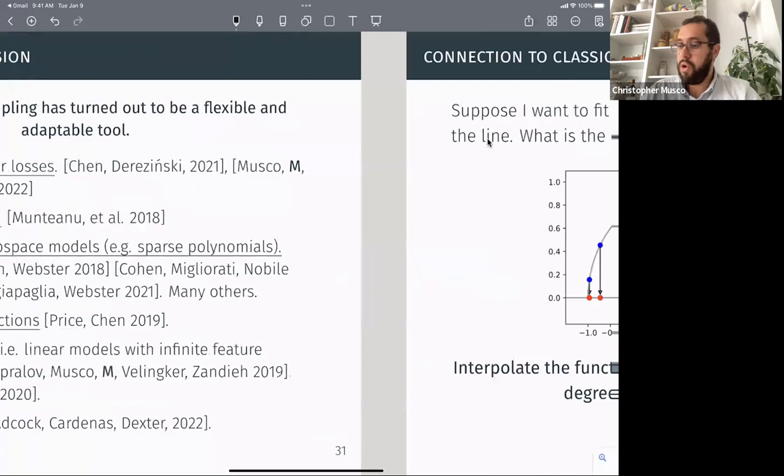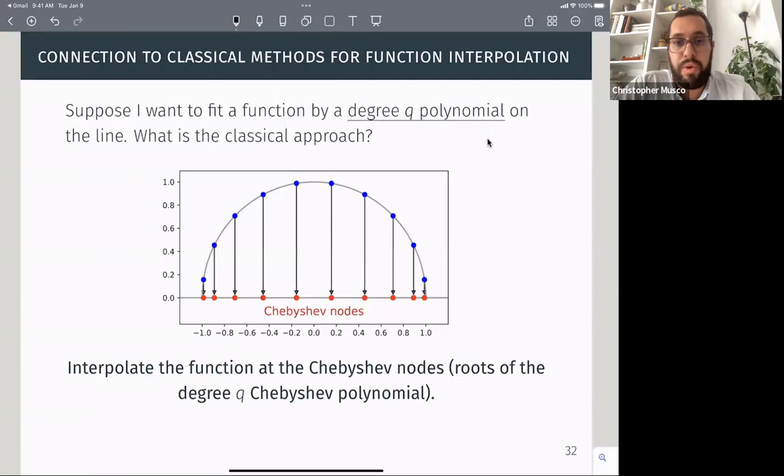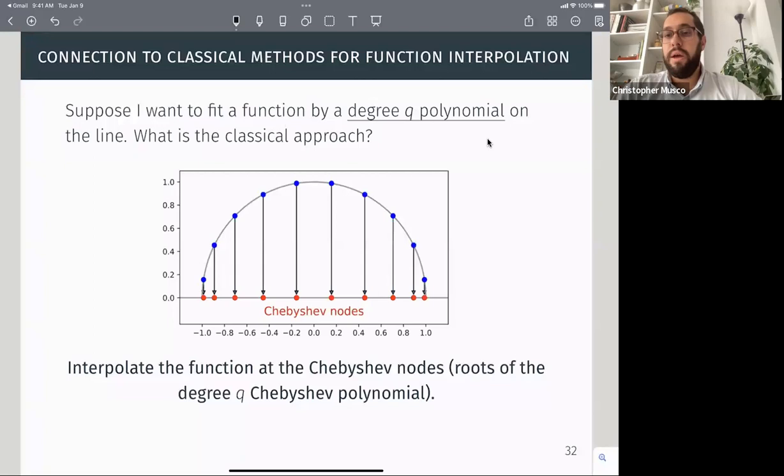Okay, so before I do that, I want to talk about a really cool connection between leverage scores and classical function interpolation. So at this point in the talk, things are going to get a bit less technical. We won't have as much math, but I hope you recognize some things you've seen before. One of the running examples I've been talking about is polynomial approximation. People have probably seen polynomial approximation in their undergrad numerical analysis class. If I want to fit a function by a low degree polynomial, degree Q, say on the line, just in one dimension, how would I do that?